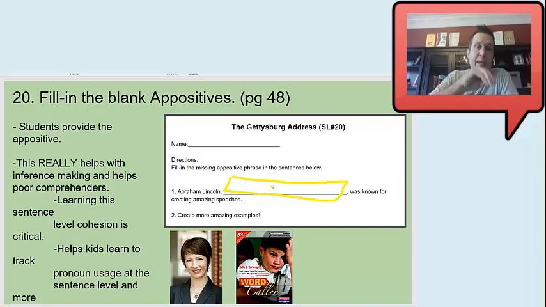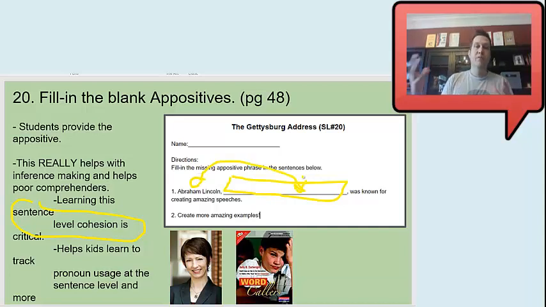The better students get at appositive work helps them make those sentence level cohesions. And that's what I put right here. You have sentence level cohesions. That's where you're given information in the sentence in one spot, and then you have to fill in some sort of gap, some sort of information later on.